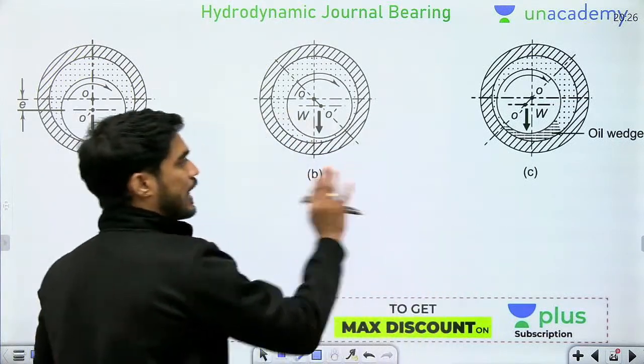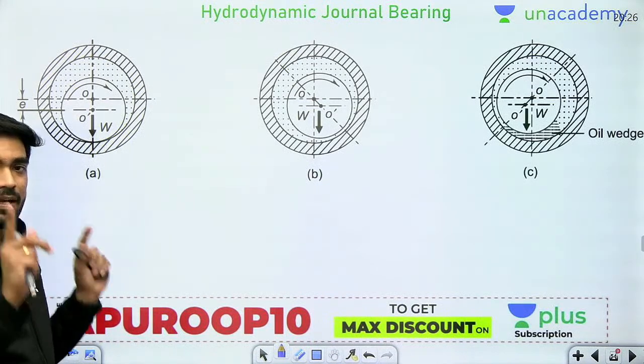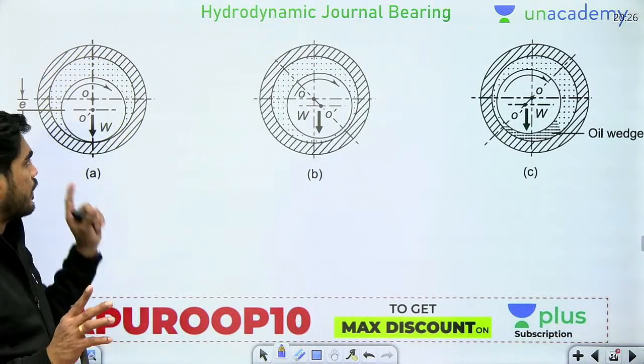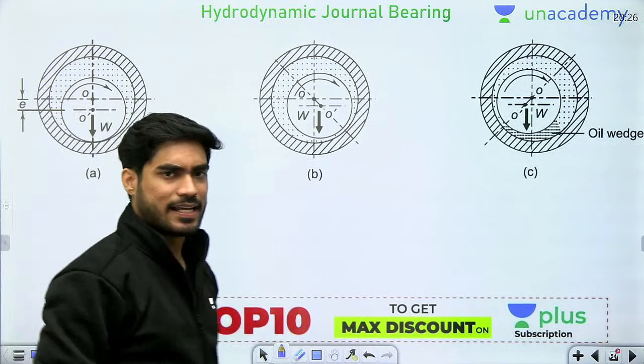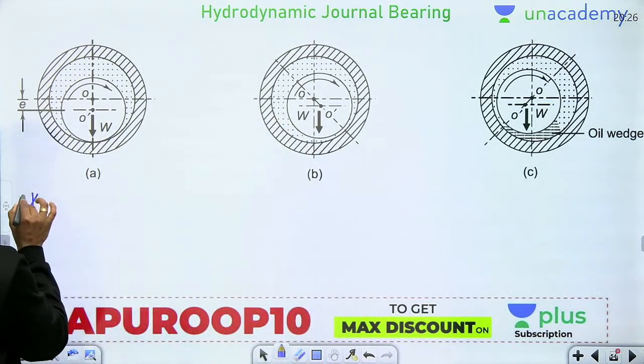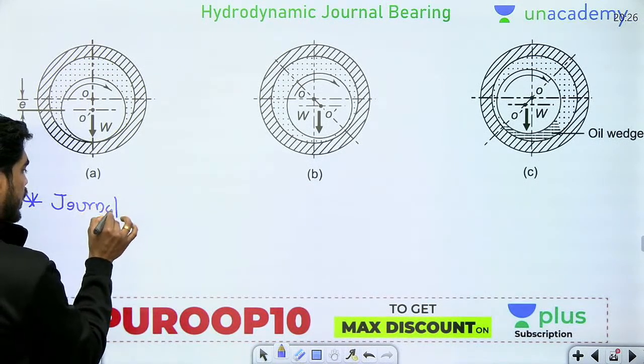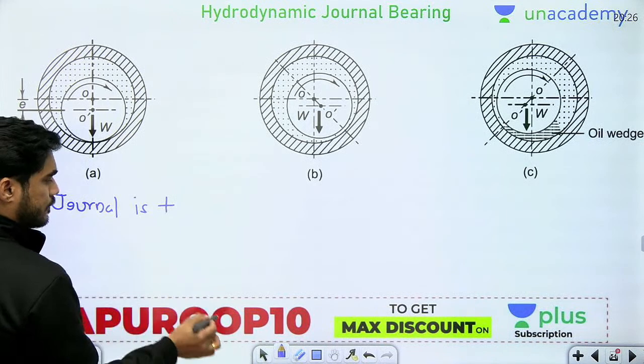So understand the working using these three diagrams. These are three stages of hydrodynamic bearing. What happens in these three cases? In the first case, the journal is static.